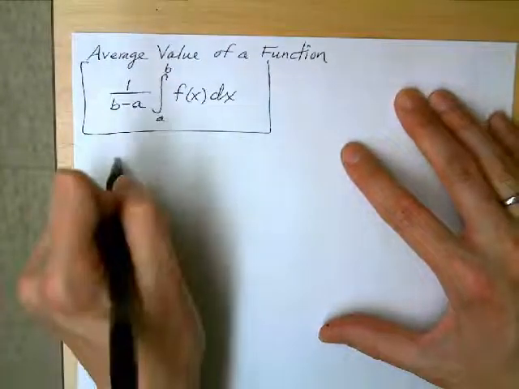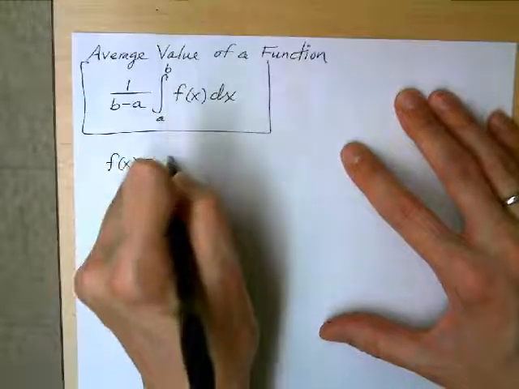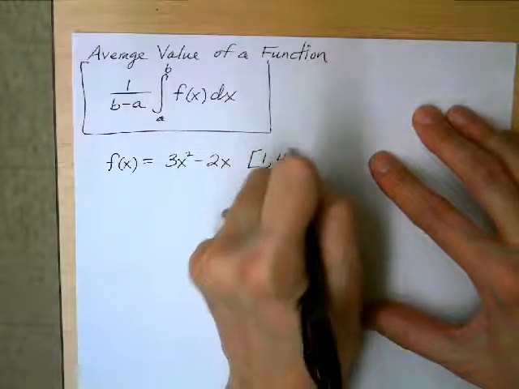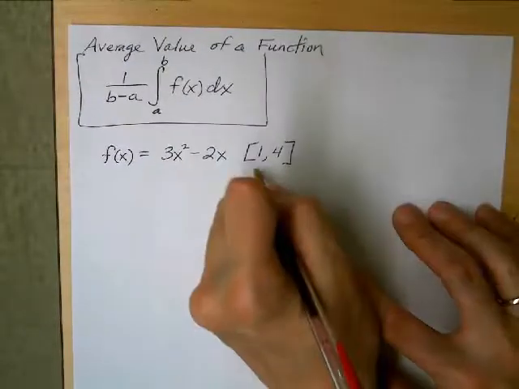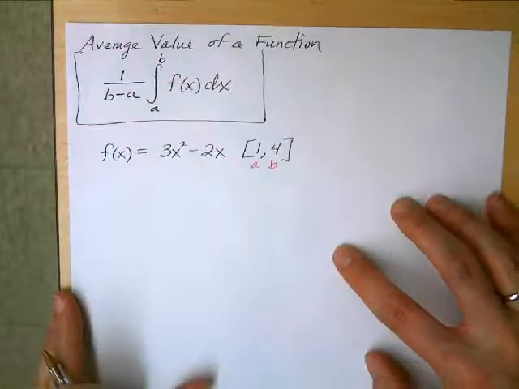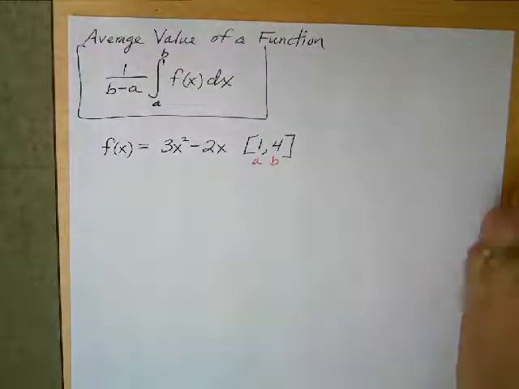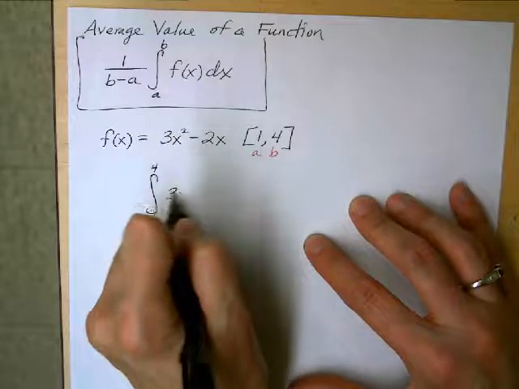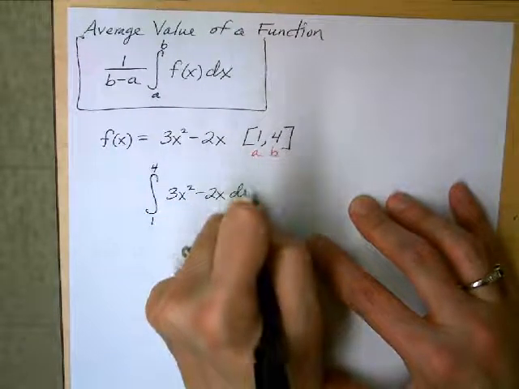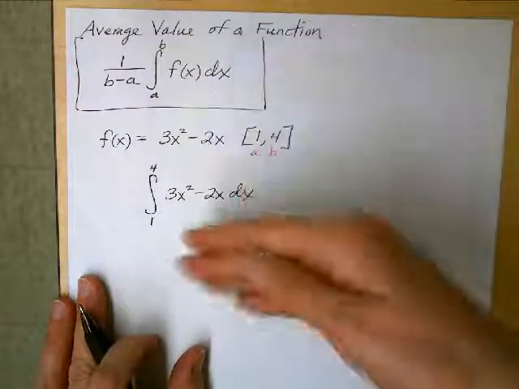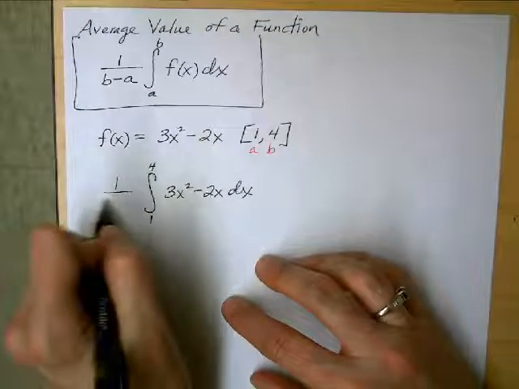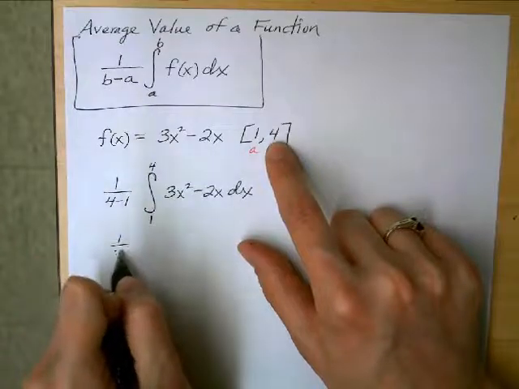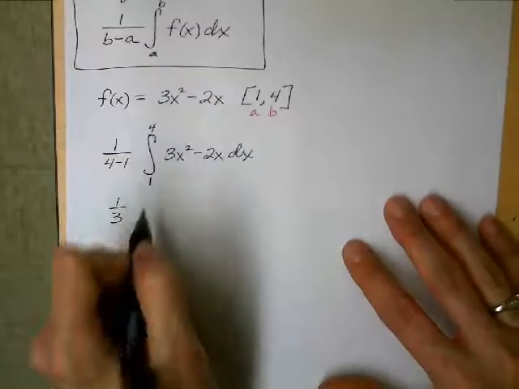So let's try one. If you have 3x squared minus 2x on the interval 1 to 4, let's try to find the average value of the function on the interval 1 to 4. Okay, so you integrate from 1 to 4 the function 3x squared minus 2x. I always think about integrating first, then at the very end you multiply by 1 over b minus a, which is 4 minus 1, so 1 over 3 in the front. It's going to be 1/3 times whatever the answer is from this integral.